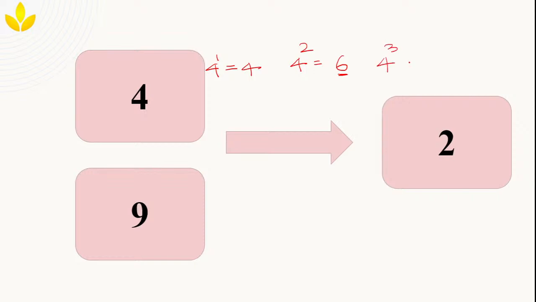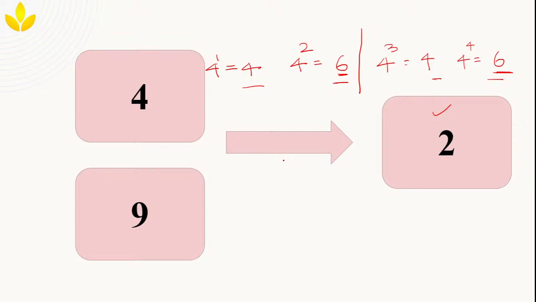And 4 power 3, what will we get? 64 and the last digit is 4. 4 power 4, what will we get? We'll get 256, the last digit is 6. So, what's happening? After 2 numbers, the 4, 6, 4, 6, it started repeating. So, the cyclicity here is 2. Okay. Next is 9.